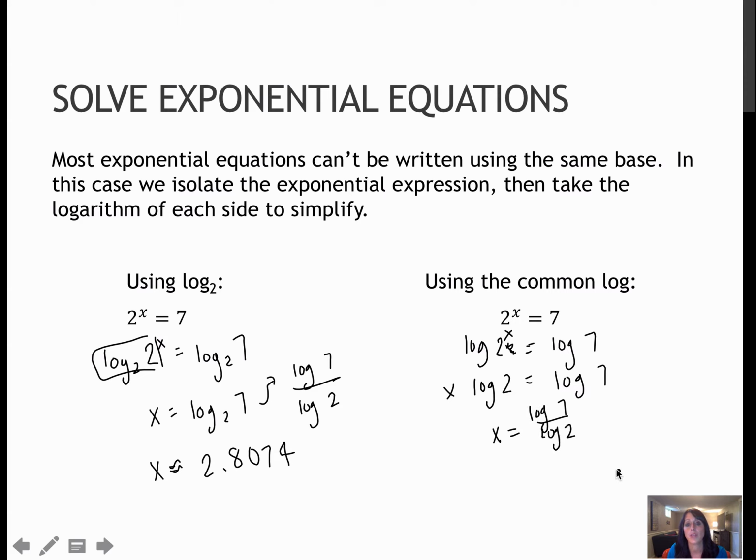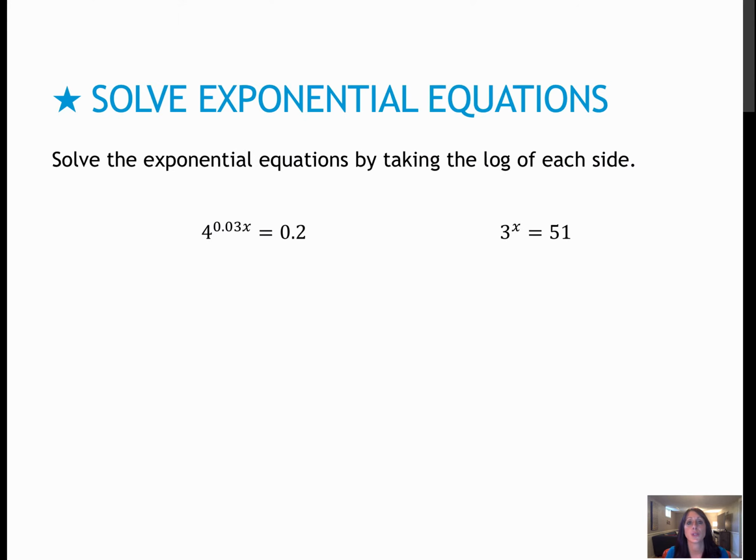And then, of course, I would do the exact same thing I did here and find that decimal, which would be 2.8074. Again, not rounding the intermediate steps, but using those full values in my calculator. Here are 2 questions for you to try, so try them both, then press play to check your work.